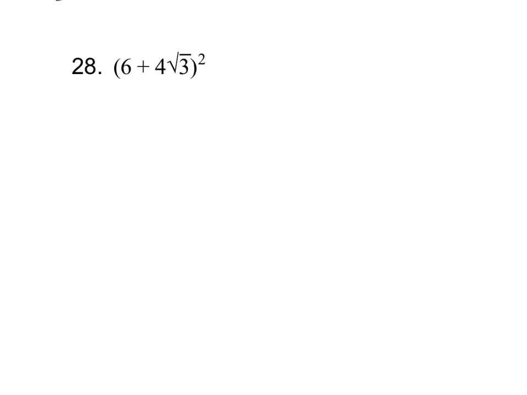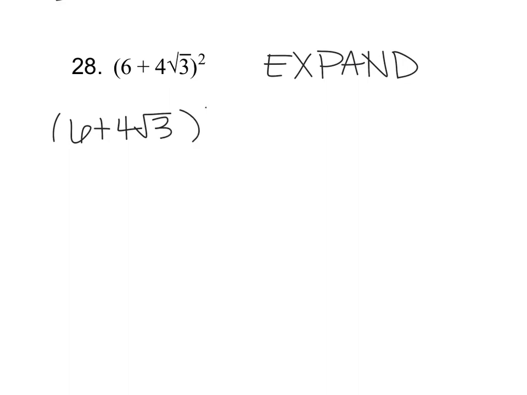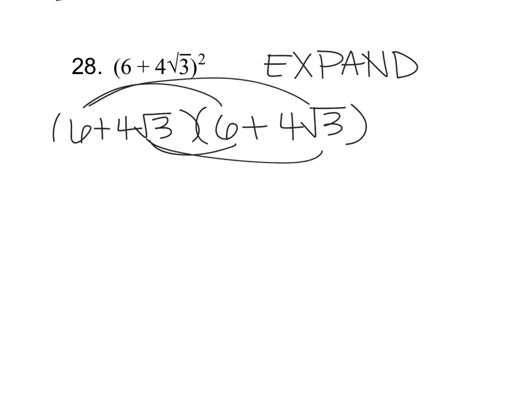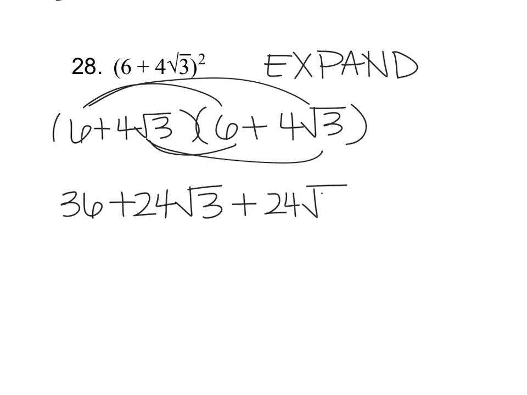Next, we have 6 plus 4 square root 3, squared. Just like the problem in part 1 where we had something squared, we're going to have to expand it in order to multiply. So we're going to have 6 plus 4 square root 3 times 6 plus 4 square root 3. And now we can FOIL like in our previous problem. So 6 times 6 is going to give us 36. 6 times 4 square root 3 is going to give us 24 square root 3 because I can multiply 6 and 4. 4 square root 3 times 6 is going to give us 24 square root 3.